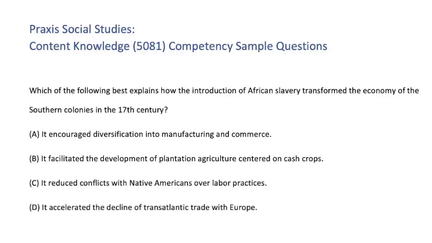Which of the following best explains how the introduction of African slavery transformed the economy of the southern colonies in the 17th century? Would it be A, it encouraged diversification into manufacturing and commerce? B, it facilitated the development of plantation agriculture centered on cash crops? C, it reduced conflicts with Native Americans over labor practices? Or D, it accelerated the decline of transatlantic trade with Europe?